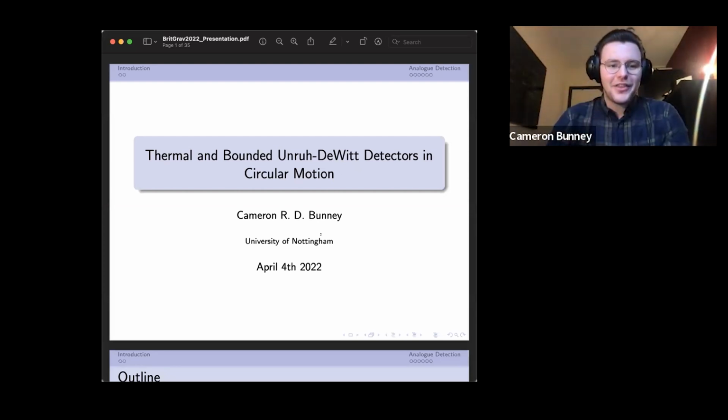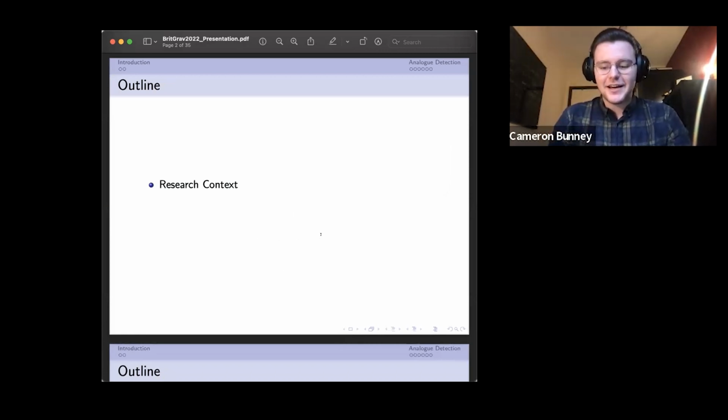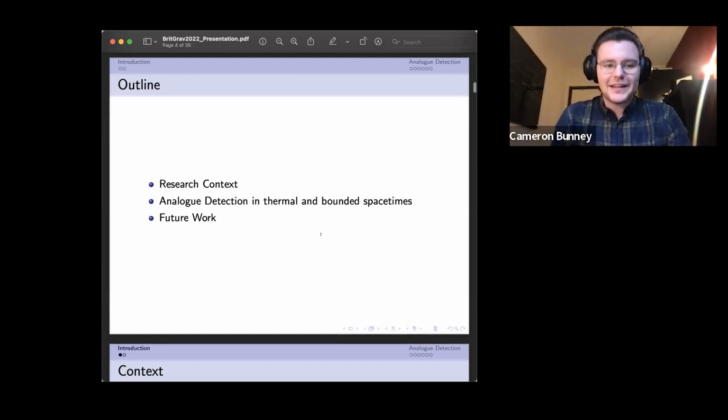Today I'll talk about thermal and bounded Unruh-DeWitt detectors in circular motion. First I'll talk about the context of this research, how it fits in to what we currently know. Then I'll talk about the detector schemes themselves and how we see what the detector sees. And then finally, I'll talk about the future trajectory of the work.